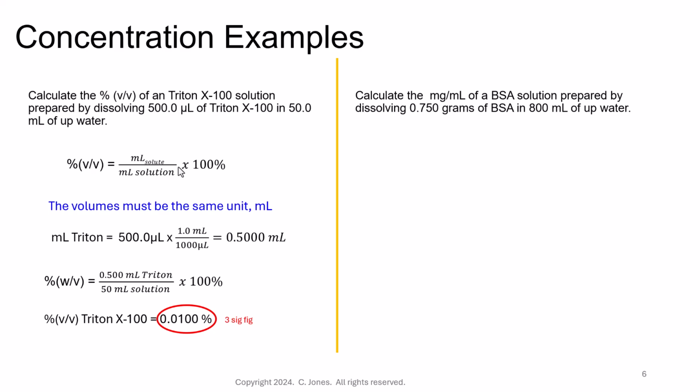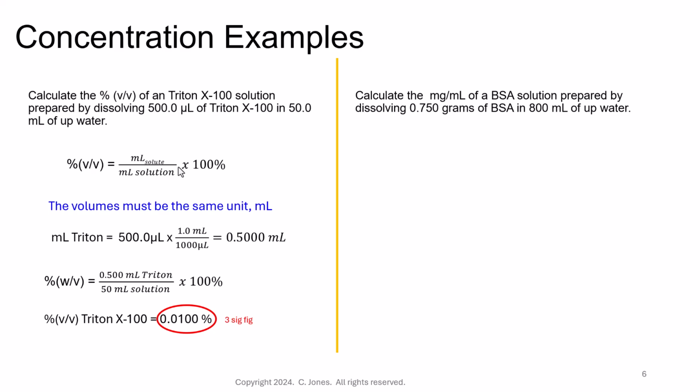Next example, calculate the milligrams per mil of a BSA solution prepared by dissolving 0.750 grams of BSA in 800 mils of ultra-pure water. And so BSA is bovine serum albumin. That is a protein derived from the blood of cows, bovines, and it is a very commonly used protein, especially in solutions where we have other proteins and we want to prevent those proteins from denaturing. And BSA is also frequently used as a standard protein to prepare a standard protein solution for protein assays.